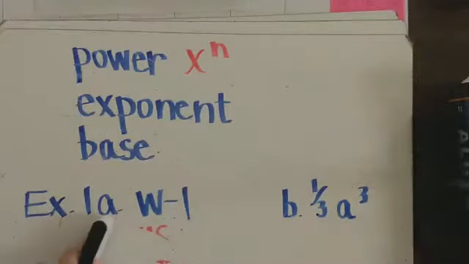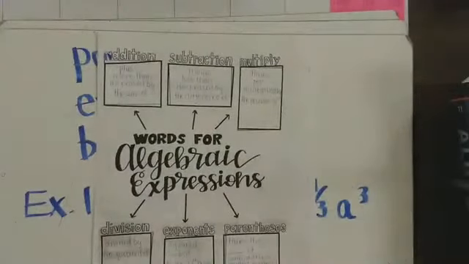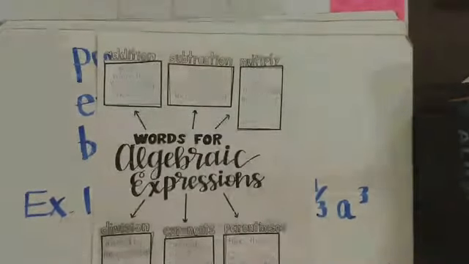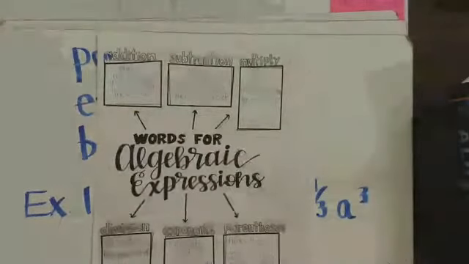the base is x. Now I'd like for you to get your paper that is titled Words for Algebraic Expressions. You will see there are 6 boxes on this paper where you need to fill in different terms that can be used and can be recognized whenever we're dealing with algebraic expressions. We are going to be writing in all of these boxes, so go ahead and pause and fill in your chart.